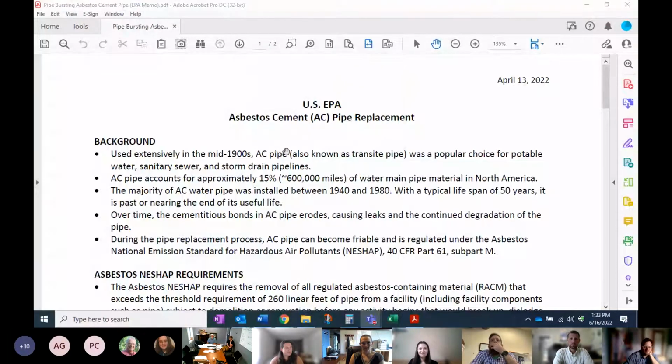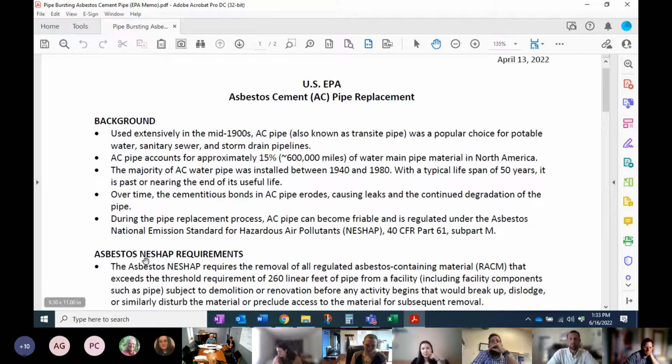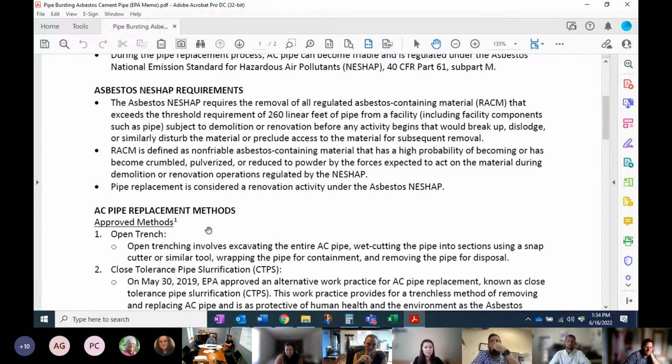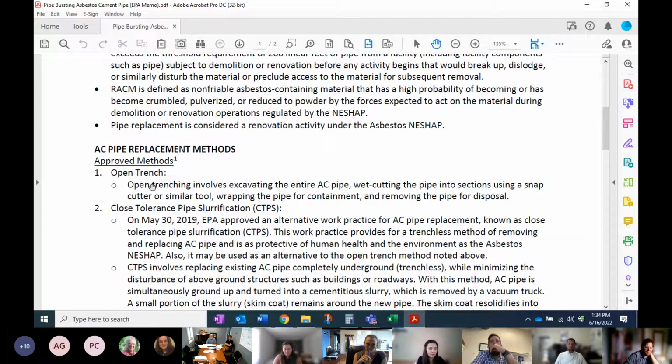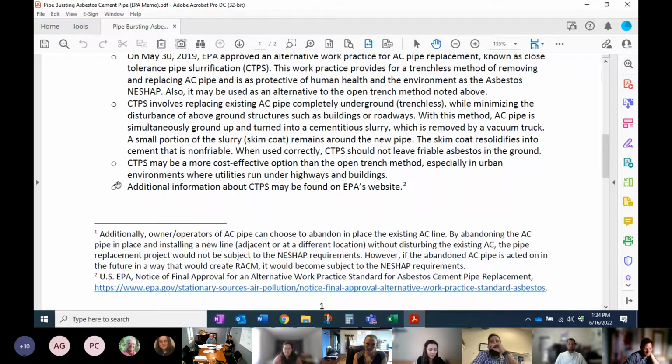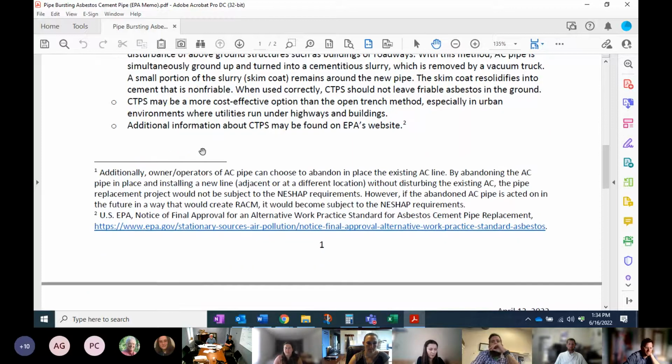This is a memo from April 13th about asbestos cement pipe replacement. It talks about NESHAP requirements. This is where the regulation of dealing with asbestos is located. And pipe replacement is considered a renovation activity under that. The memo here talks about approved methods for pipe replacement. So if you're ever dealing with asbestos cement, this is a good resource to have available to you.